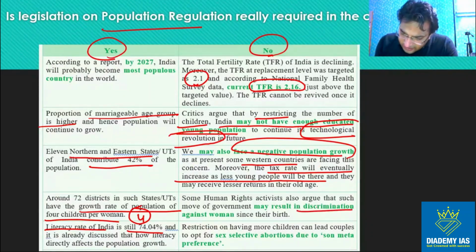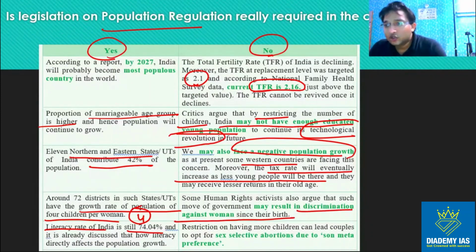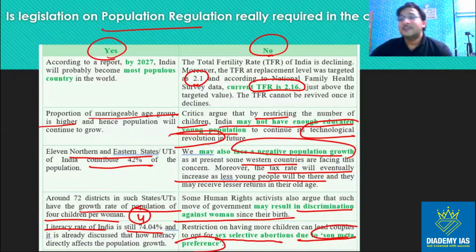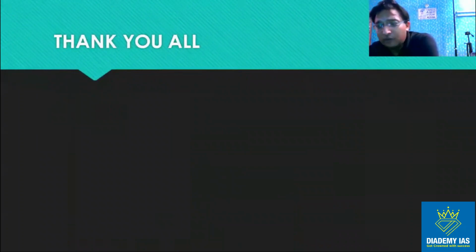And some people are saying it will discriminate against the women since their birth, ठीक है। तो इससे क्या होगा कि the discrimination against the girl will increase, ठीक है, ऐसा भी हो सकता है, ठीक है। क्योंकि जब 2 ही बच्चे होंगे तो अगर फर्स्ट गर्ल हो गई तो the parent will always try the second child should not be the girl, so there will always be discrimination, there will be abortions, there will be sex reduction test that will be uncontrollable, ठीक है। Restriction on having more children can lead couples to opt for sex selective abortions due to son preference, ठीक है। son preference की वजह से sex selective abortions की probability बढ़ जाएगी, ठीक है। तो this was about the population control bill 2009.